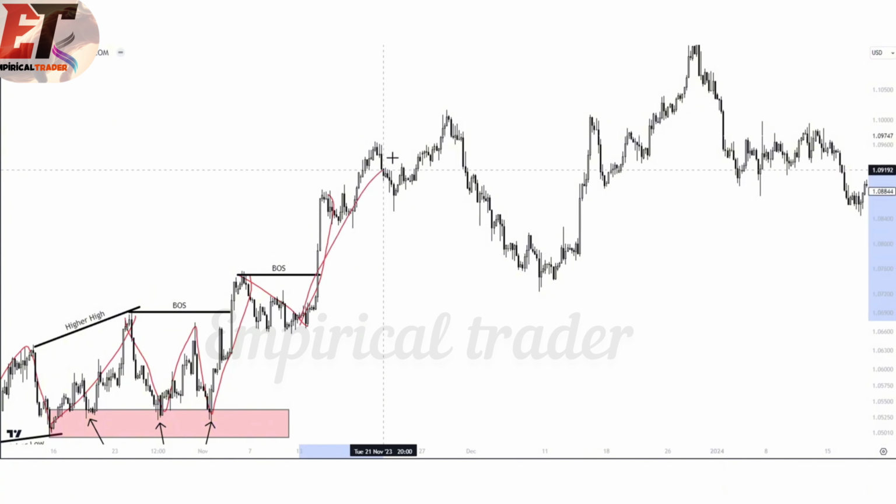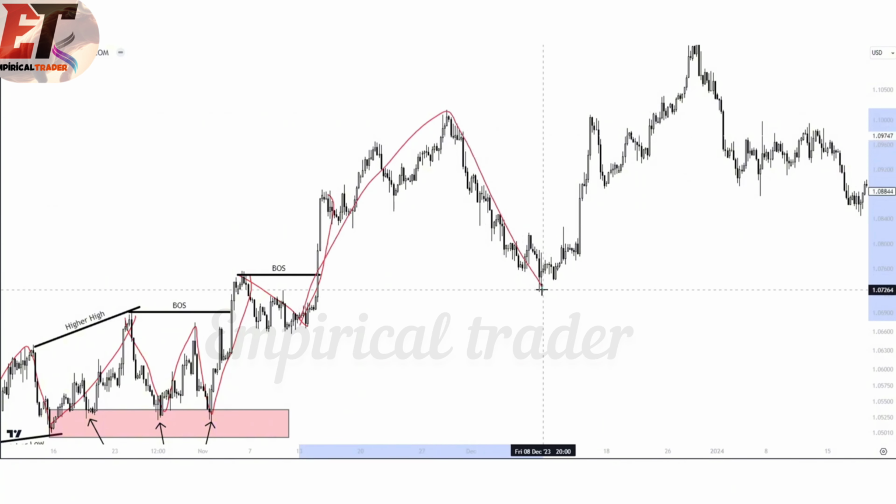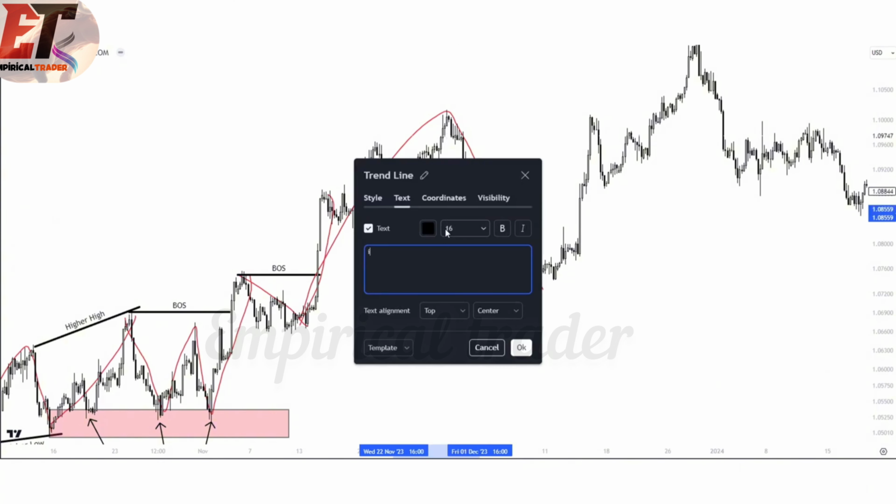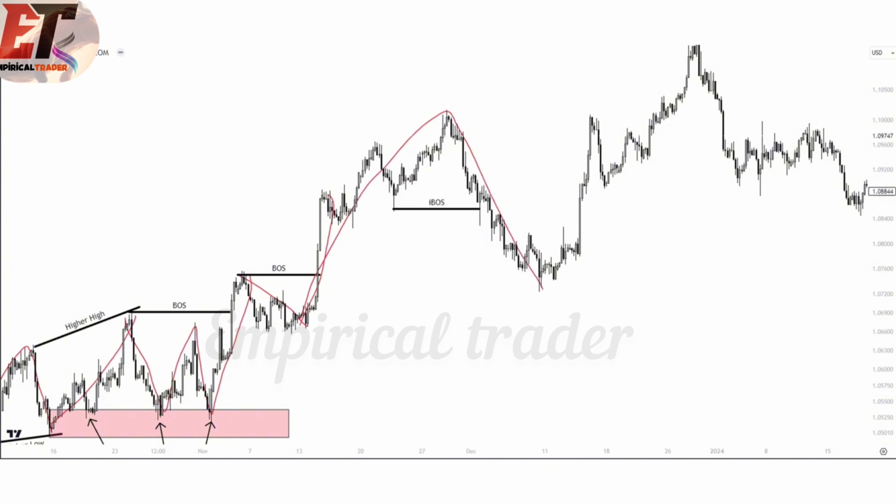Back to the analysis, after that impulsive push to the upside, the price pulls back, and it breaks the internal low of the uptrend, because this is a 4-hour time frame. This could have given selling setups right at this level on a lower time frame.